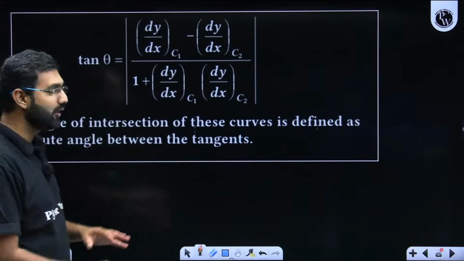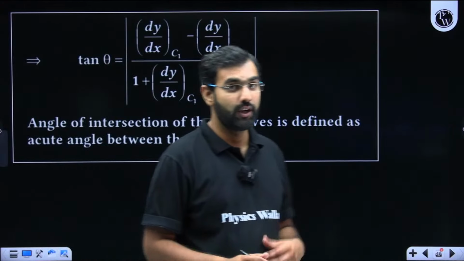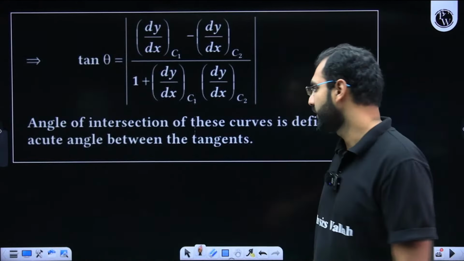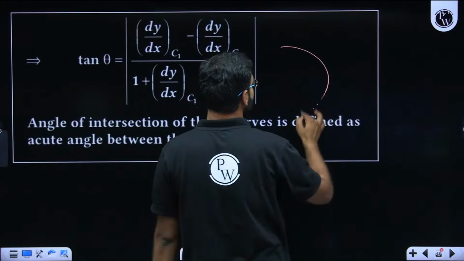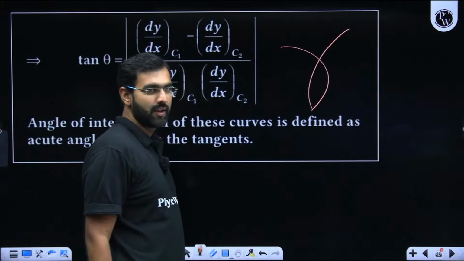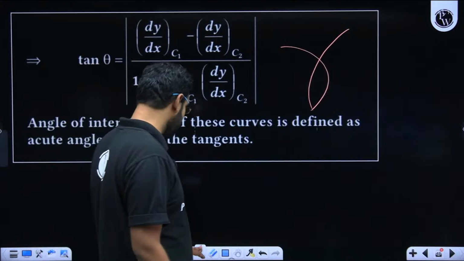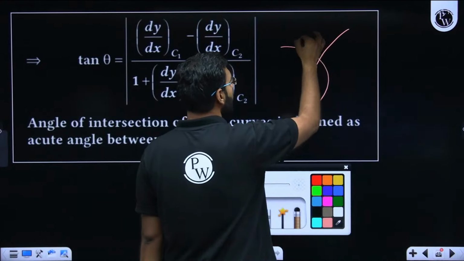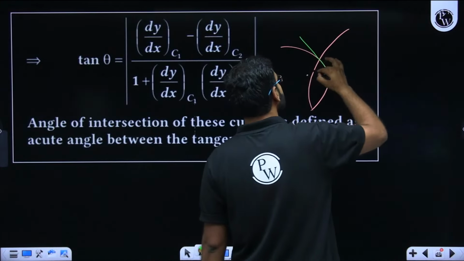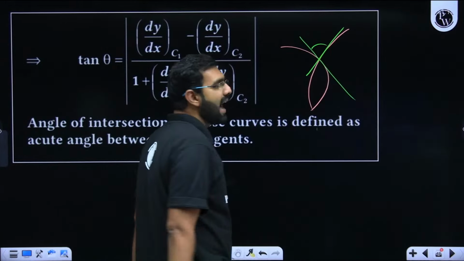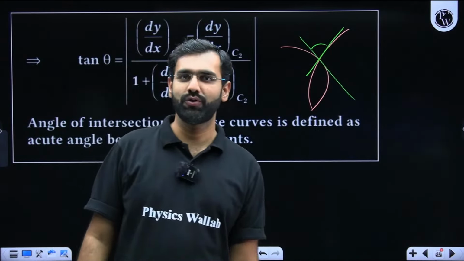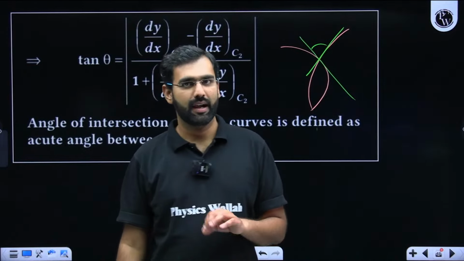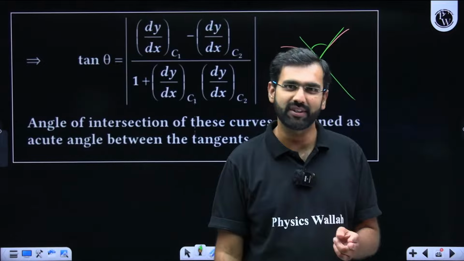So whenever you're given two curves and asked to find the angle between them, what does it mean? Let's say these are the two curves and they intersect like this. The angle between those two curves is nothing but the angle between the tangents drawn to those curves at the point where they intersect. First of all, did you understand the meaning of it?